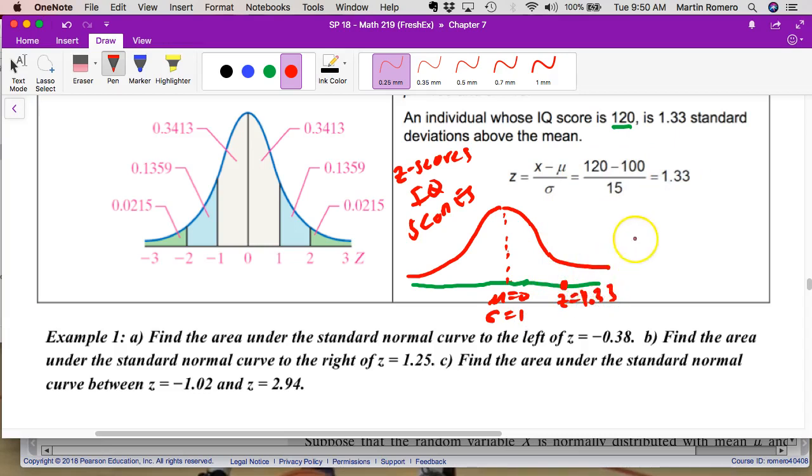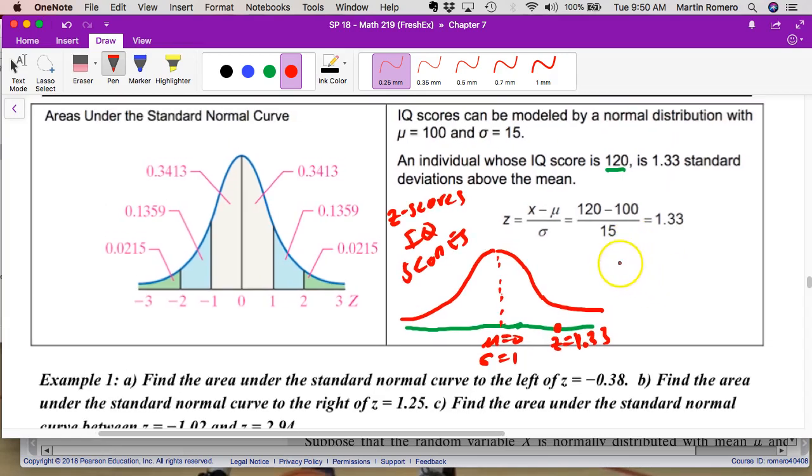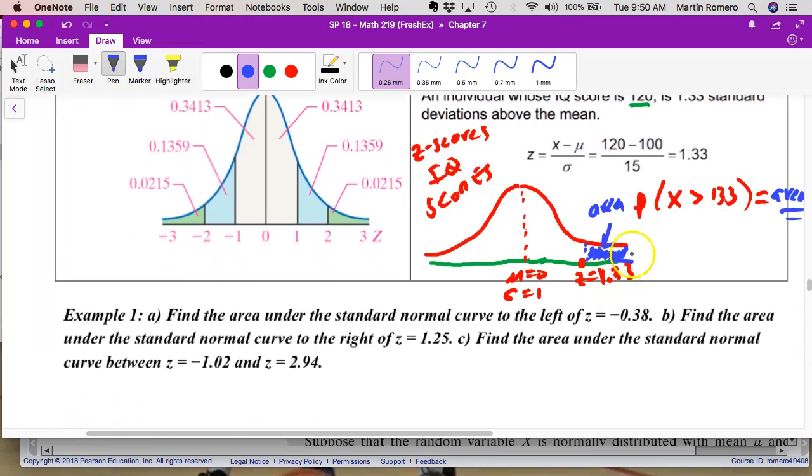With that number, we should be able to predict the probability that someone scores more than that on an IQ test. How would we do that? The way we would do that would be to find this area. The probability that someone scores higher would be the answer to that area. What we're going to show you right now is how to answer that question: how do I calculate that area if my z-score is 1.33?